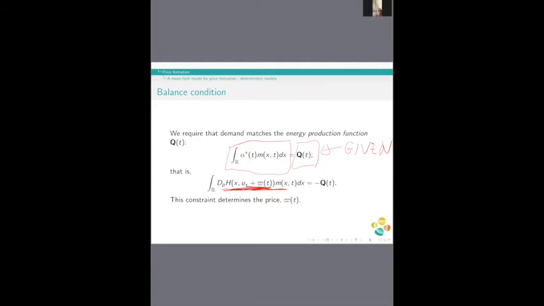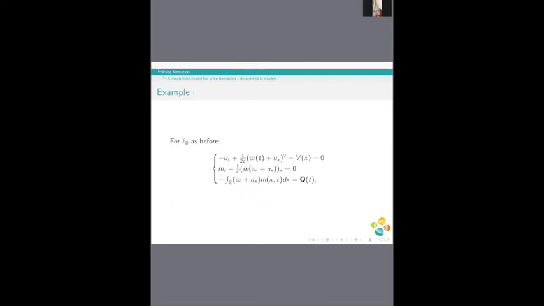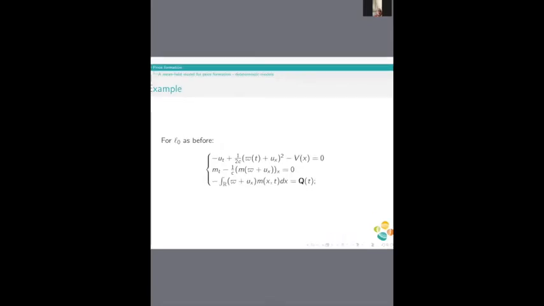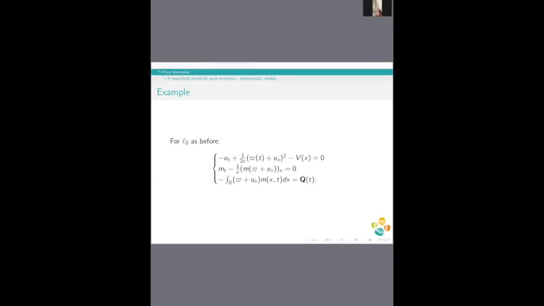So we have these three equations, and what makes it hard is that they are coupled. If you look at this example, we know a lot about Hamilton-Jacobi equations. We know a lot about transport equations. This is just an integral constraint, and if you look at this integral constraint, you can actually write it as this thing equals Q. So if you give me U, you give me M, you can solve for the price.